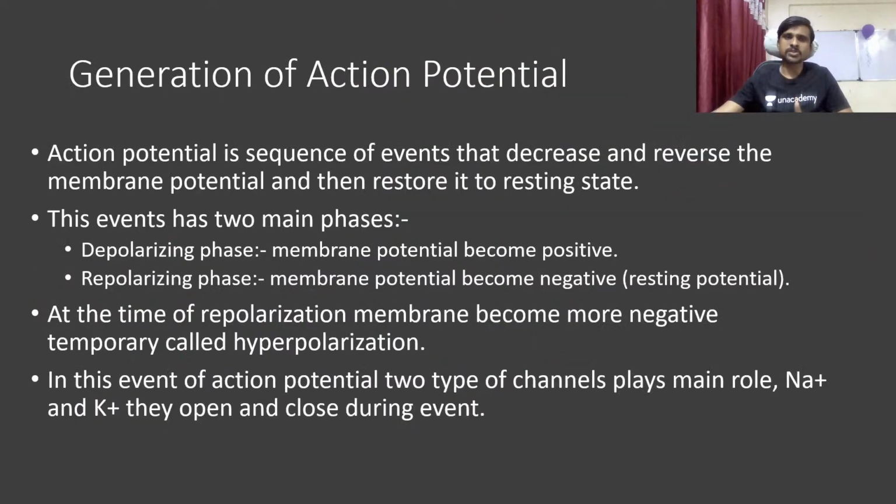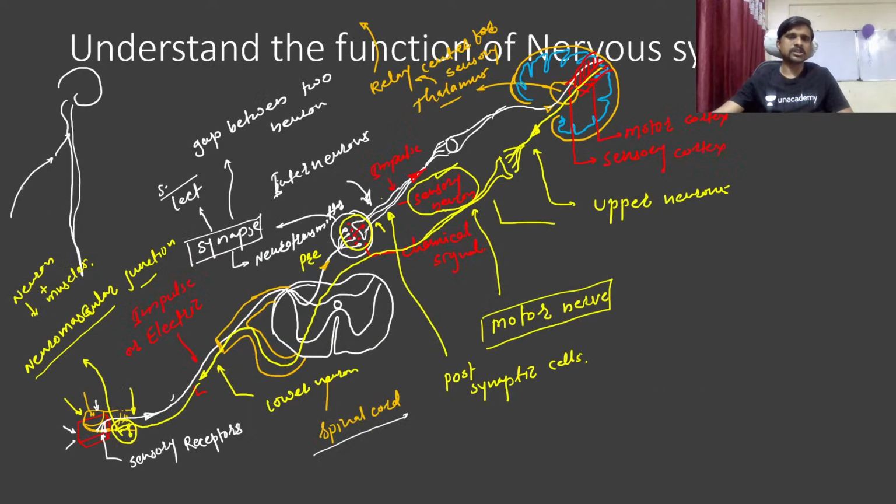Okay, so let's see the first one, the generation of action potential. So what is action potential? After the gradient potential, this potential, if you see, moves for a longer distance, so this is nothing but the action potential. So this action potential is nothing but the impulse.